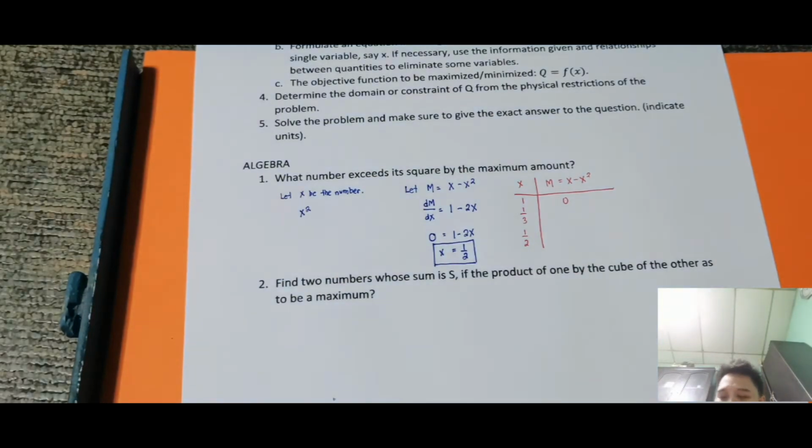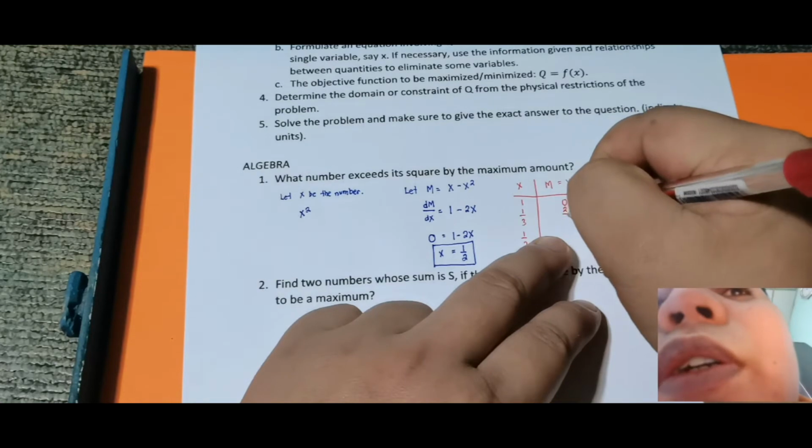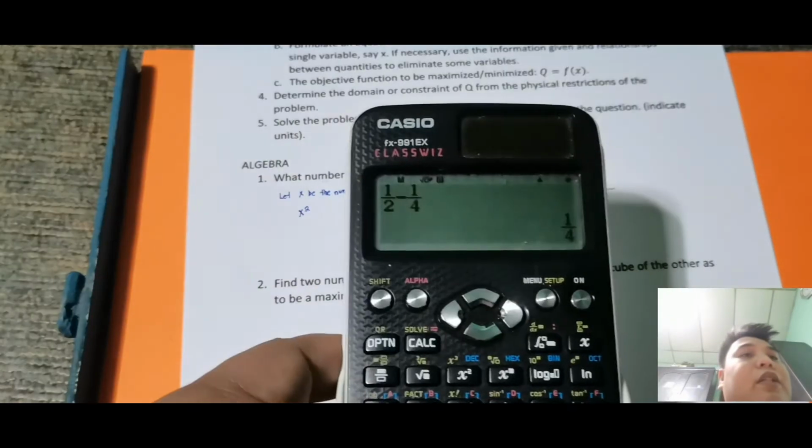So, alam yun. So, that is 1/3 minus 1 over 9. Okay, that is 2 over 9. So, sabi niya 2 over 9 daw siya doon. So, ito ay 2 over 9. So, check natin. So, next is 1 half minus 1/4. That is 1/4.